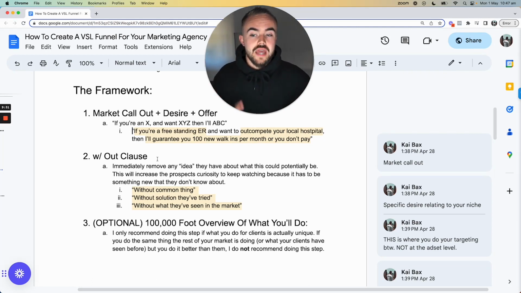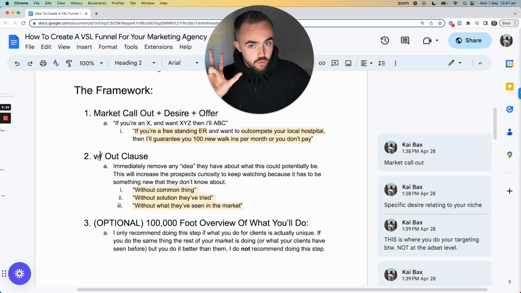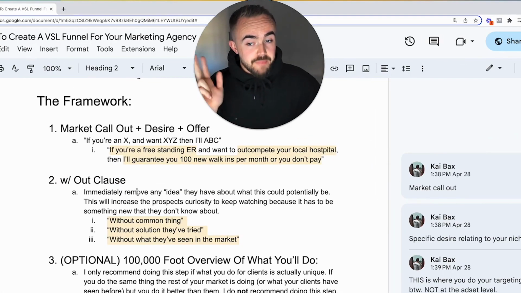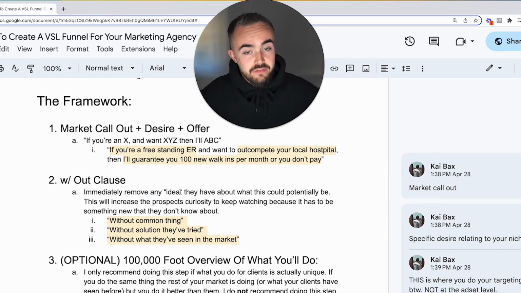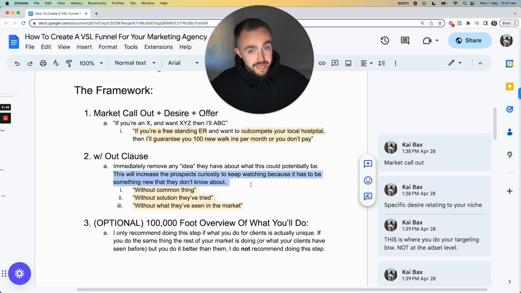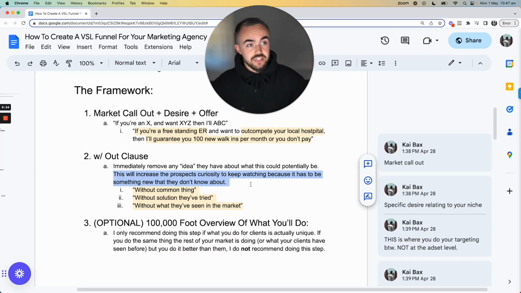And so what you want to do there, especially in more saturated industries, is immediately speak to what we call a without clause. What that basically has is one goal: removing any idea that the prospect might have about what this could potentially be. By extension, this will increase the prospect's curiosity to keep them watching, because it has to be something new that they don't know about. Because if you exclude all of the things they think it is, then by extension what you're talking about must be something new. It goes back to this idea here.